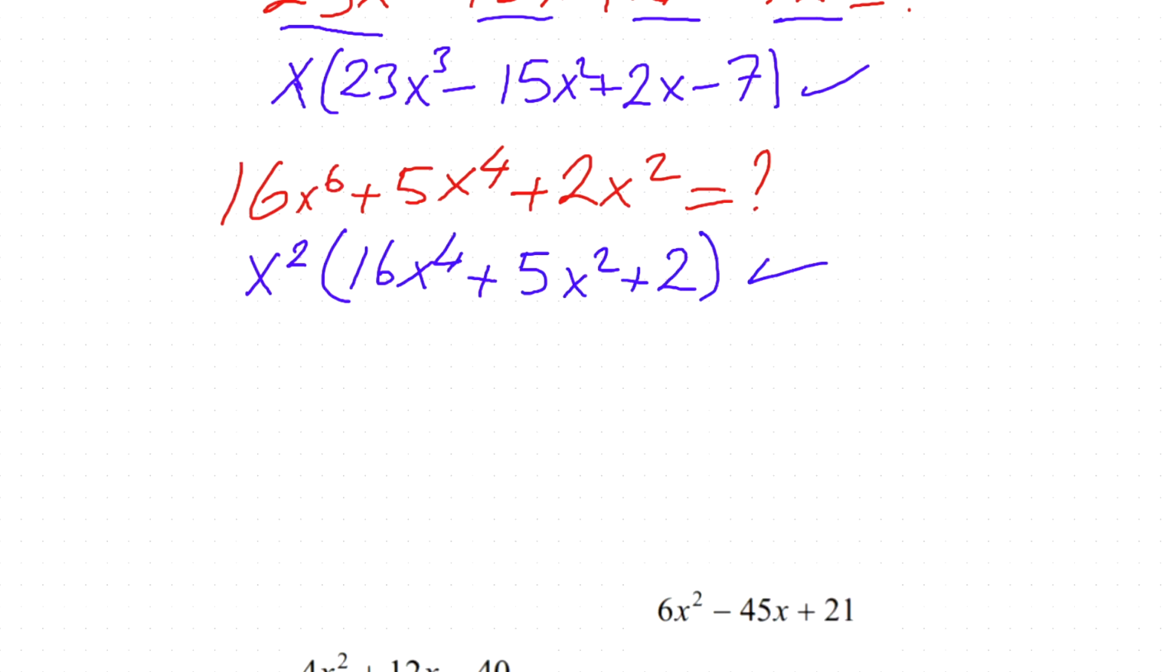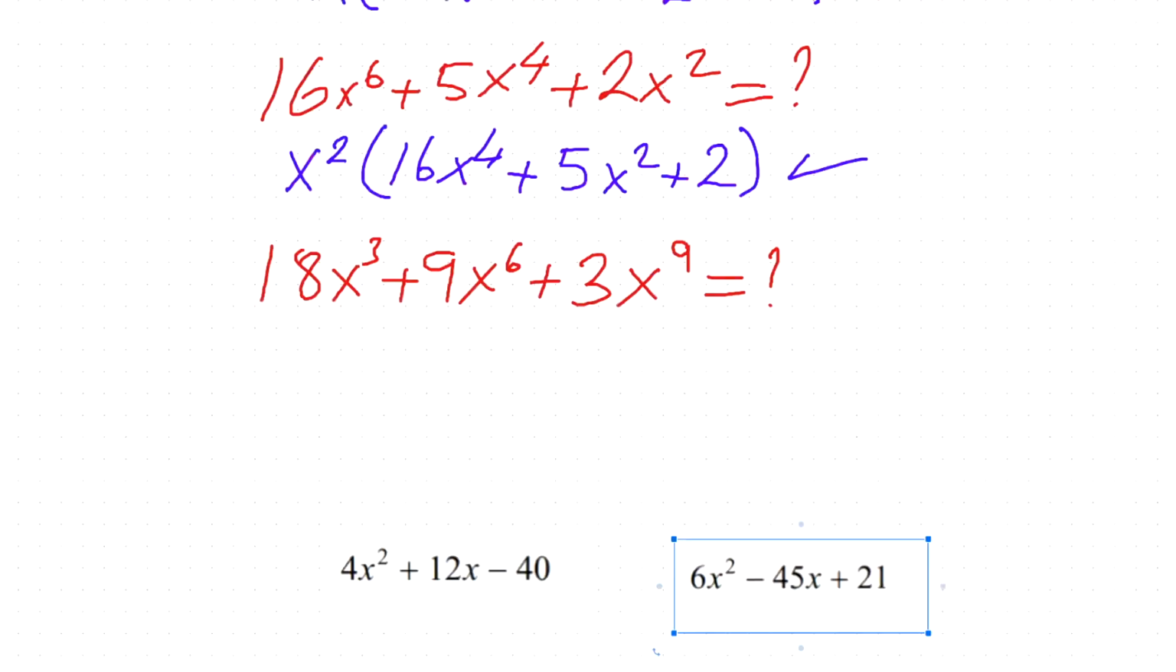Let's talk about the other example we have. Let's say 18x cubed plus 9x to the power of 6 plus 3x to the power of 9. What is this equal to? You can pause the video again if you like and give it a try on your own.